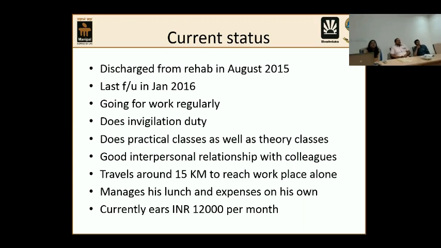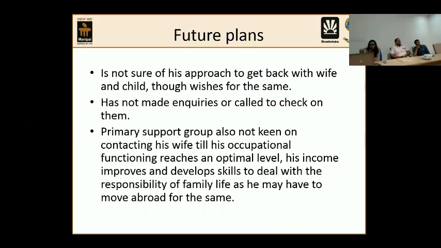We're not very sure about future plans. We're not very sure about what to do with the wife and the child, even though he wishes to meet them. He has not made any inquiries or called to check on them. His family of origin also feels that till he reaches the occupational functioning which was his before, and he can earn slightly better and deal with the responsibility of family life, they will not initiate contact with the wife. They also have a hope that he might be able to go abroad and join his wife at some point of time in the future.